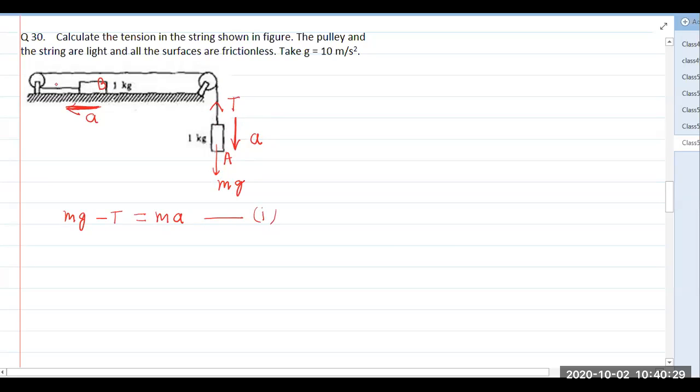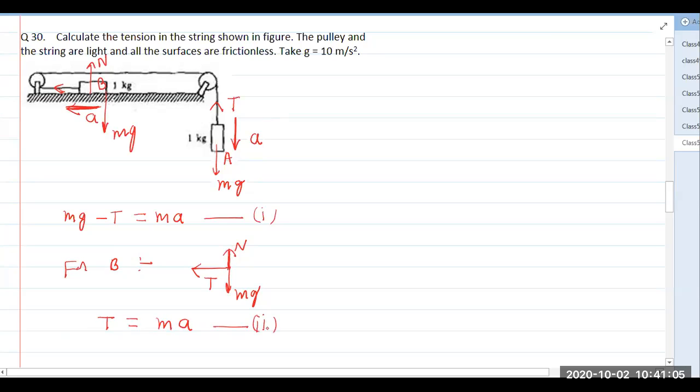And the same tension will act through the string, leftward here, so it will try to pull the object B. So for B, there are other forces also acting: one is tension, another is mg, and another is the normal from the ground. Its weight is also there. But normal and weight will balance each other, so there is no need to write these two. We will only write the tension, and the tension will pull the object with acceleration a. So T equal to ma.